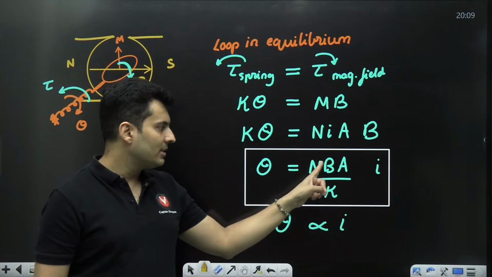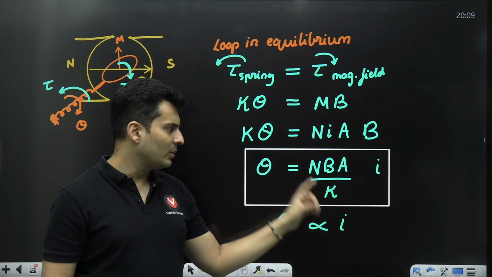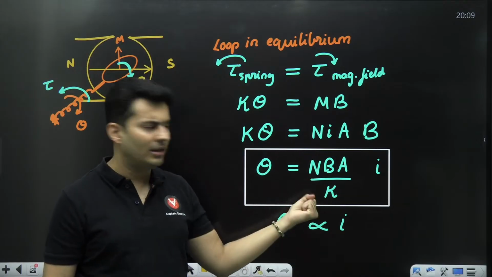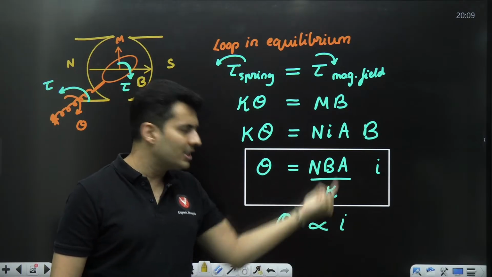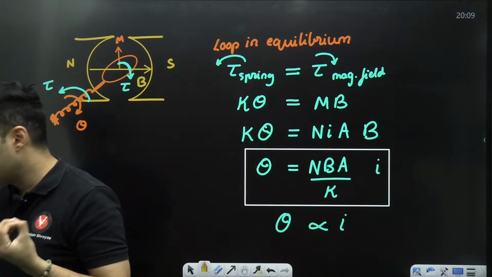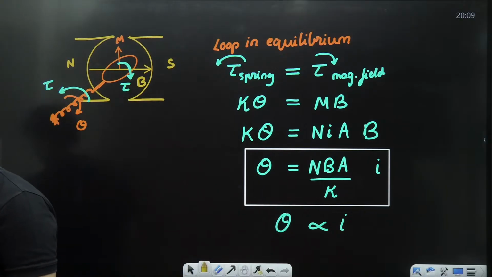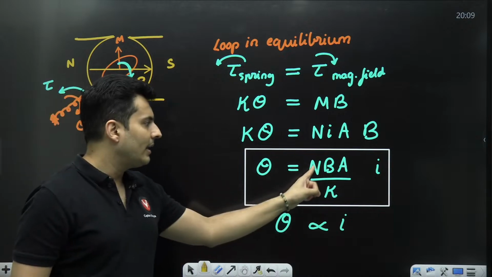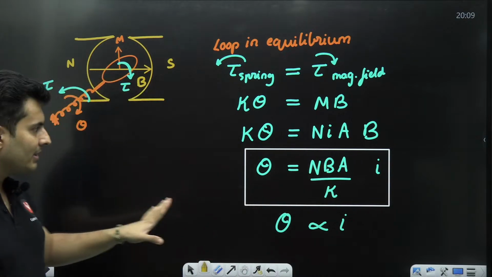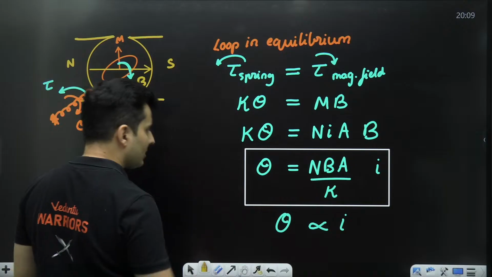Now, number of turns, field, area and spring constant, obviously they are constants together. So these parameters will never change for a galvanometer. It will always be the same. Is that okay? So N, B, A and K all will be the same.